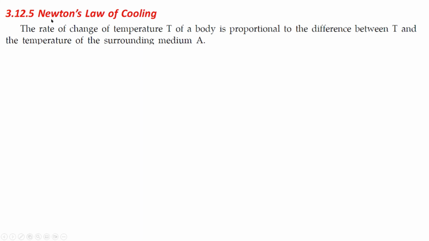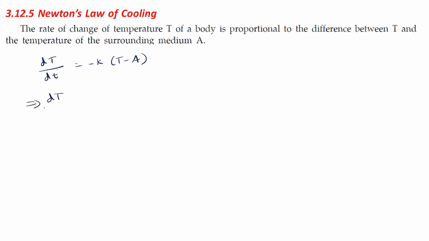Next we have Newton's law of cooling. According to Newton's law of cooling, the rate of change of temperature T of a body is proportional to the difference between T and the temperature of the surrounding medium A. So we have dT/dt equal to some constant of proportionality K with a negative sign, because if we have a hot body which is taken in a medium whose temperature is low, then the temperature of the hot body will start decreasing. As a result, we have a negative sign here. So it is minus K into (T minus A).